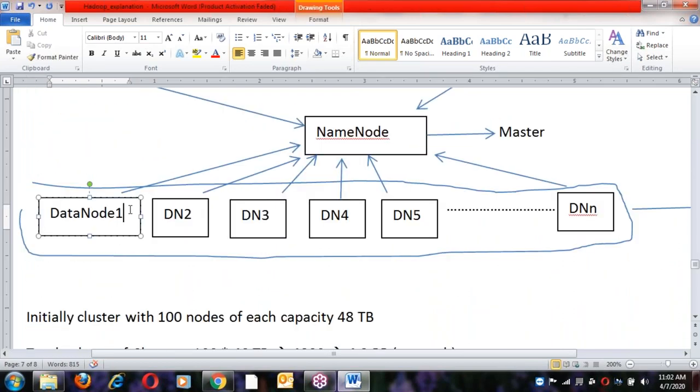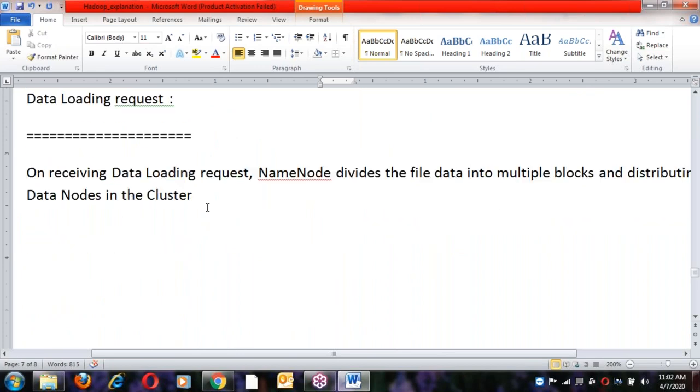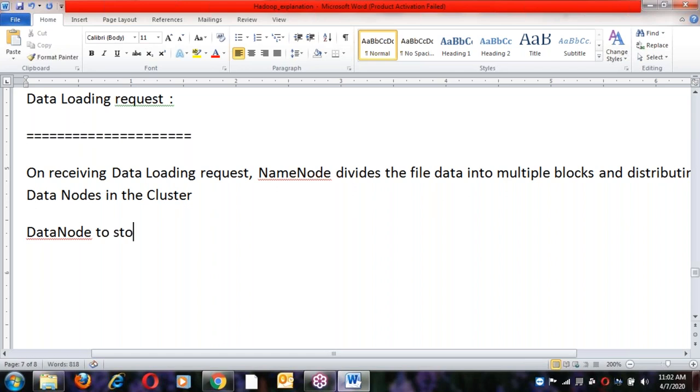Data nodes store the actual data of the file. The name node just takes the request, maybe a data loading request or a job submission request. After taking the data loading request, it divides the data into multiple blocks, then distributes them onto multiple nodes in the cluster.